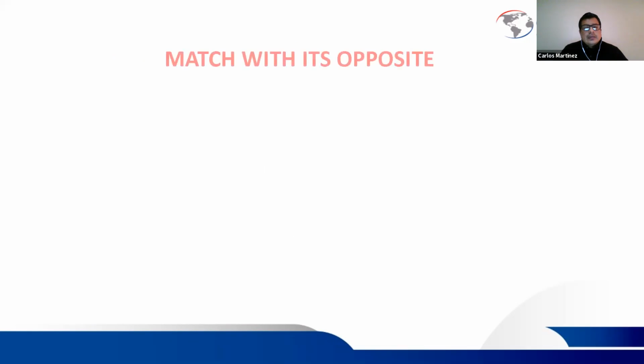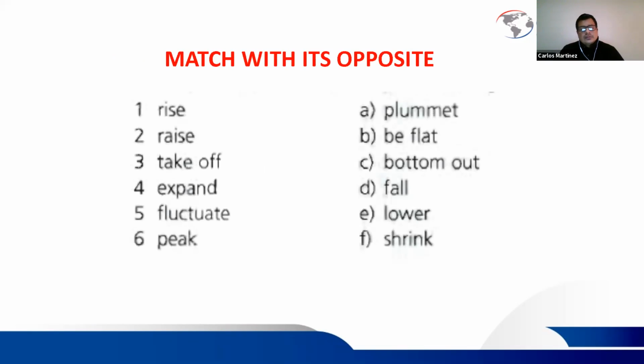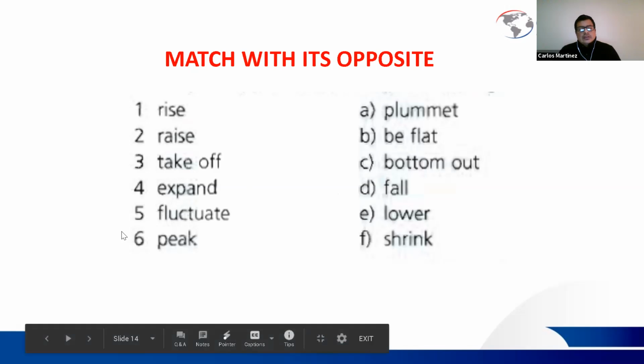Okay, very good. And now we have some opposites. For example, we have rise, raise. Pronunciation: rise, raise, take off, expand, fluctuate, and peak. And then we have the opposites: plummet, be flat, bottom out, fall, lower, and shrink. Now these are words that are opposites.